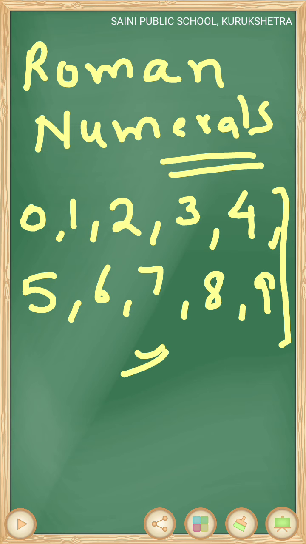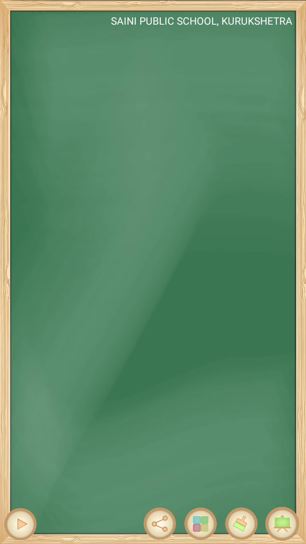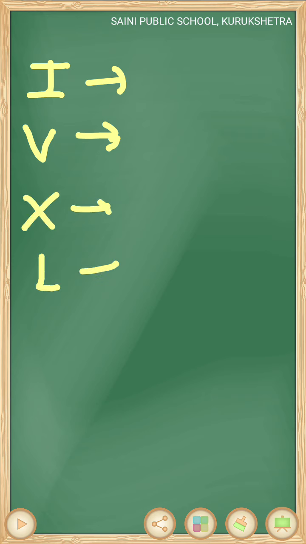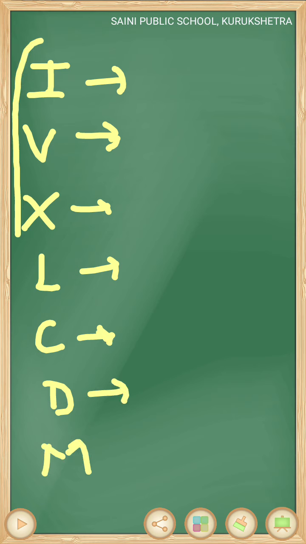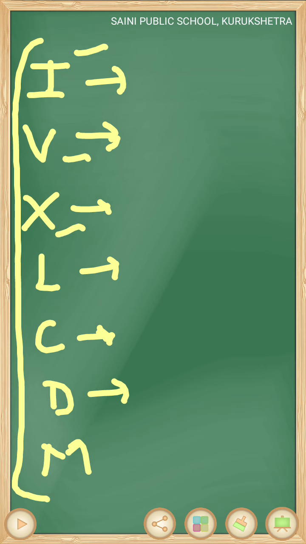But in ancient Rome, letters called Roman numerals were used to name numbers. The Romans used 7 letters of the alphabet to write these numbers. Each letter represents a value. These 7 letters are I, V, X, L, C, D and M, and each one represents a value.